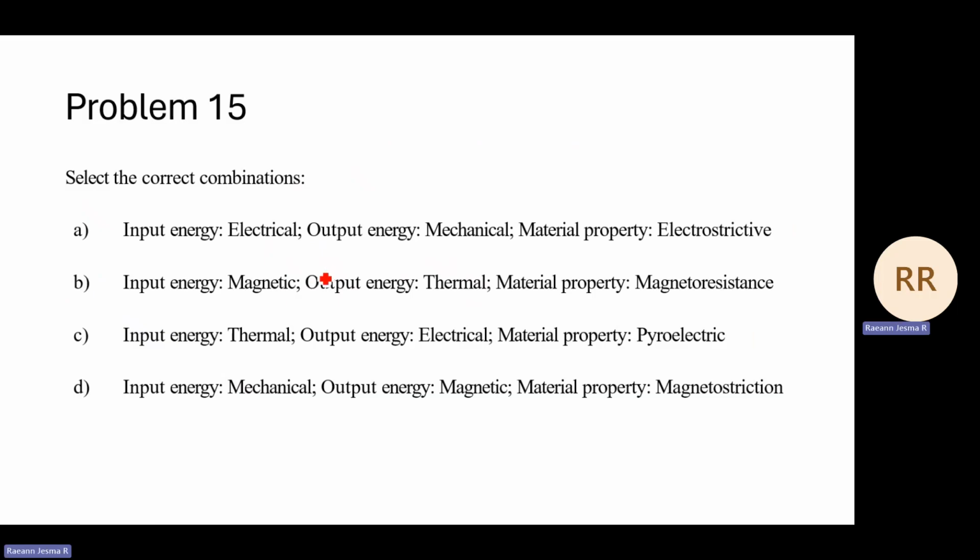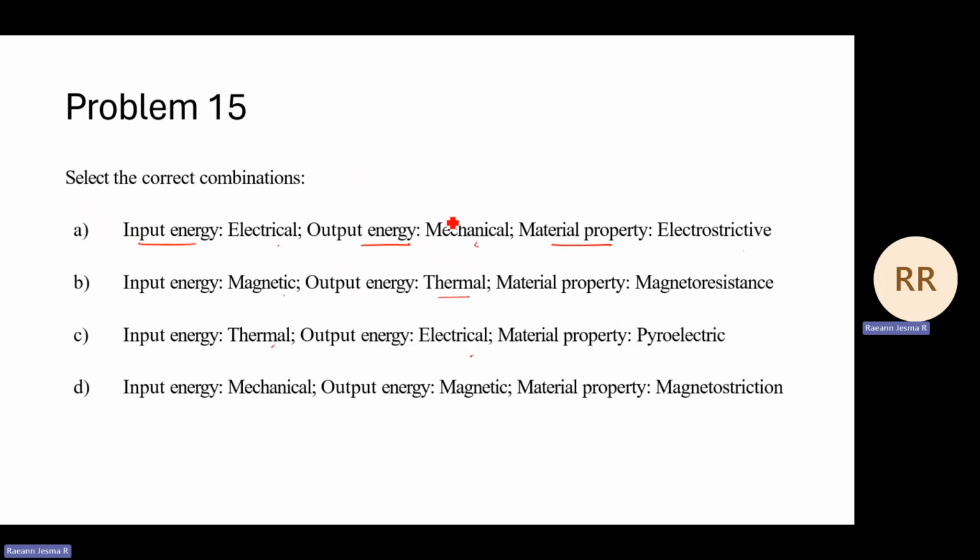Problem 15. In problem 15, we have to select the correct combination. We have some different combinations of input energy, output energy, as well as material property. In option A, we have electrical input, mechanical output, and the material property is said to be electrostrictive. In option B, we have magnetic input, thermal output, and the material property is called magnetoresistance. In option C, we have thermal input, electrical output, and the material property is called pyroelectric. In option D, we have mechanical input, magnetic output, and the material property is called magnetostriction.